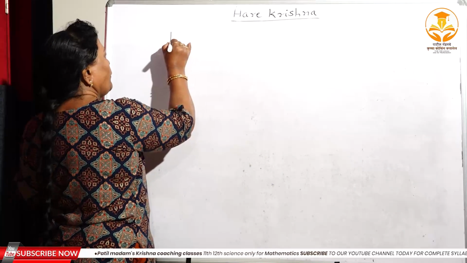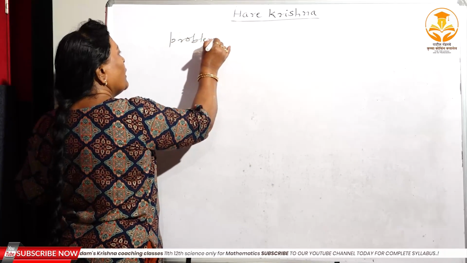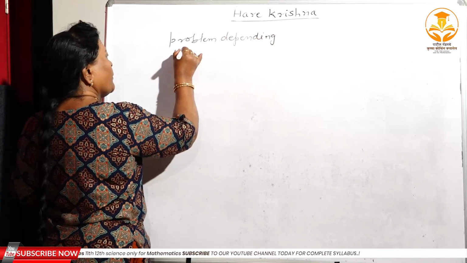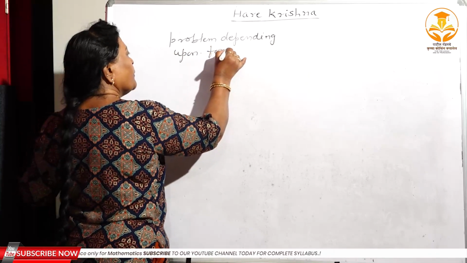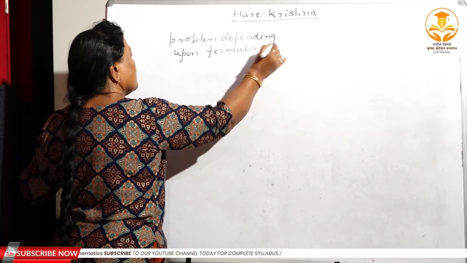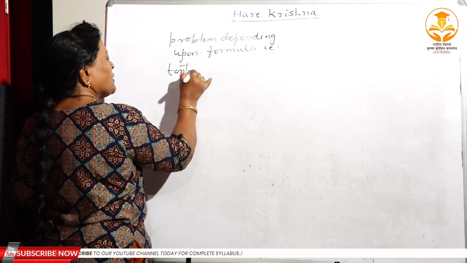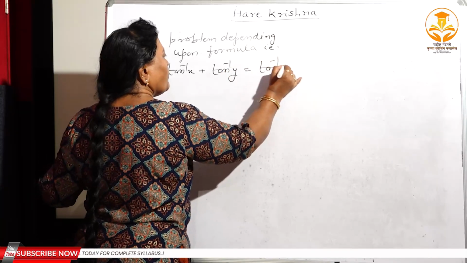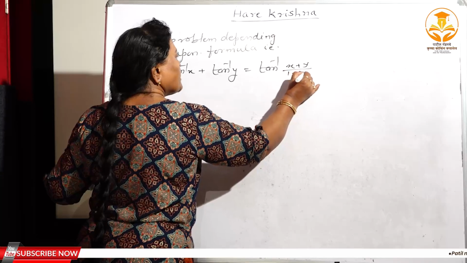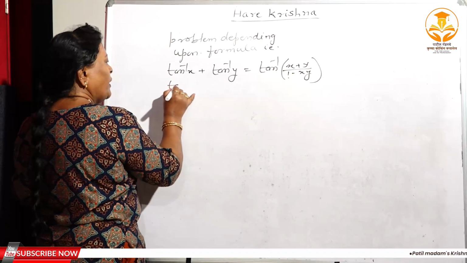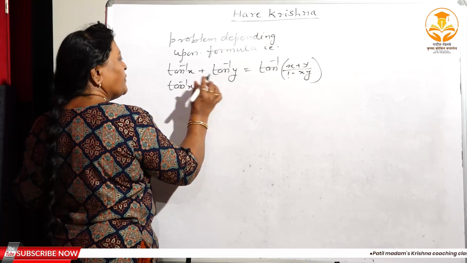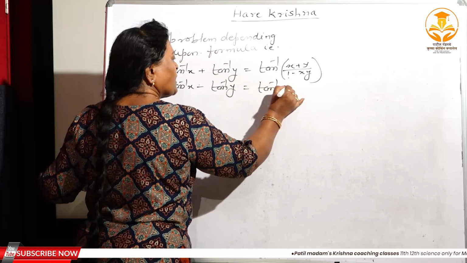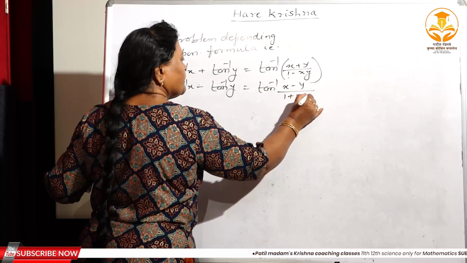See here, problems depending upon the formula, that is tan inverse x plus tan inverse of y is equal to tan inverse of x plus y divided by 1 minus xy, isn't it? Second formula, tan inverse x minus tan inverse of y is equal to tan inverse of x minus y divided by 1 plus xy, isn't it?